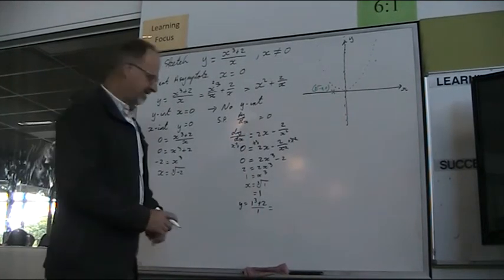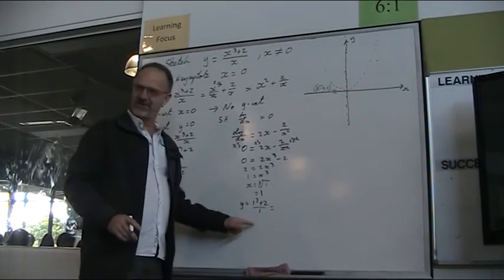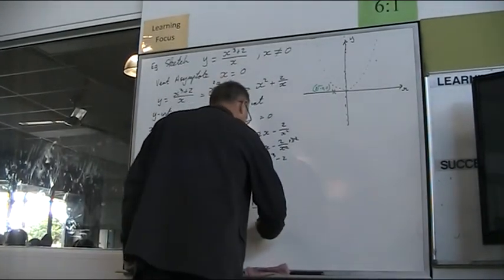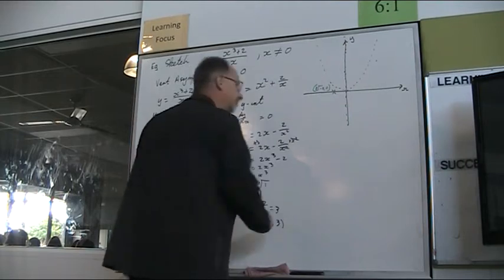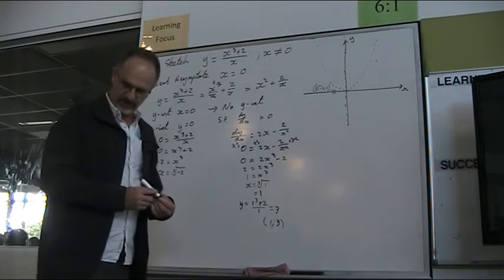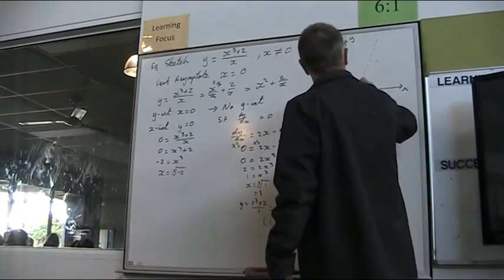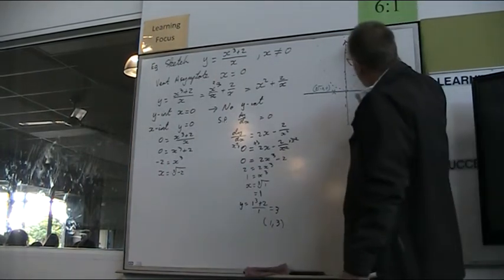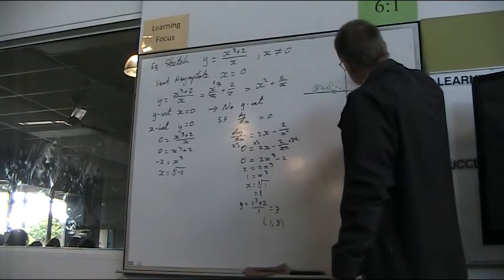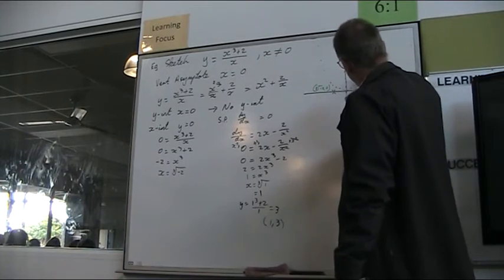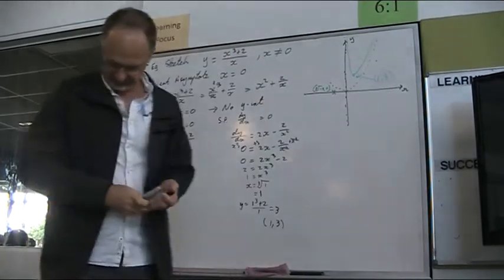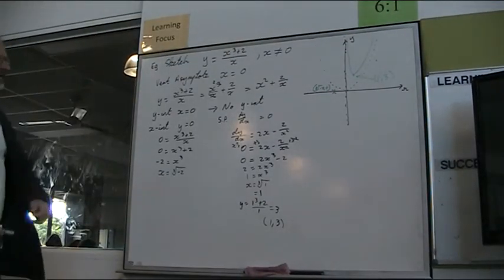1 cubed plus 2 divided by 1? 3. So at 1 and 3, what do we have? A stationary point. Correct. Would that be a turning point? What do you reckon? Yeah, so 1 and 3 is going to be there somewhere. So what we're thinking is this is going to come down around like that, yeah? Yep. So there's one part.